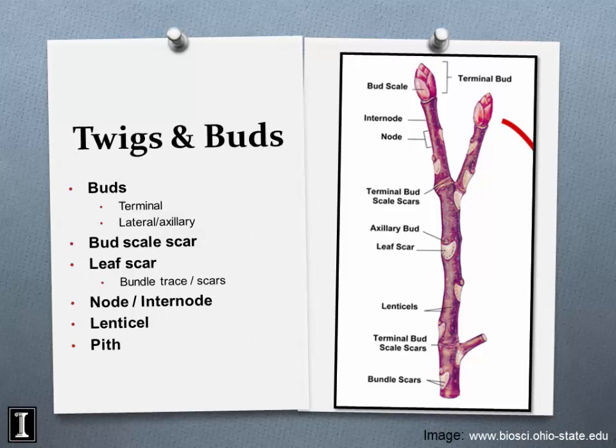Real simple. Lenticel, I'll show you a picture of what a lenticel is, and then we'll also talk about the pith. And pith relates to twig. So if we cut open a twig, we'll be able to examine the pith. And that will help us get down to the species level on certain trickier species, if you will.